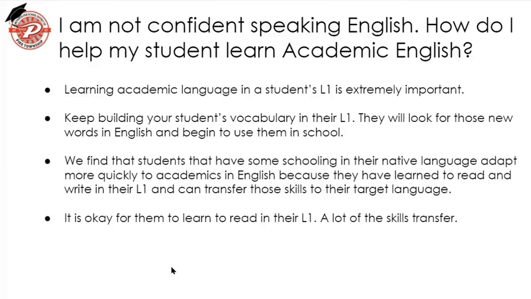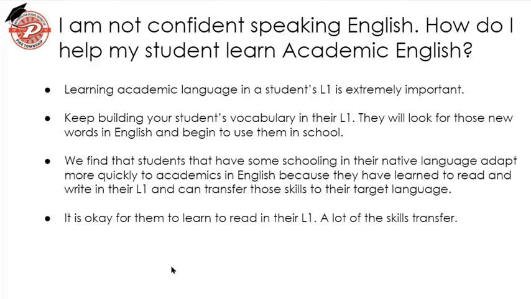I have a lot of parents that are afraid to work with their students in their first language, thinking that it's going to confuse them. But that's not so much the case. That whole process of matching sounds to symbols is very difficult to do when you don't have any bearing for that in your first language.